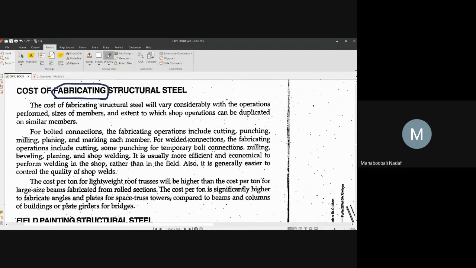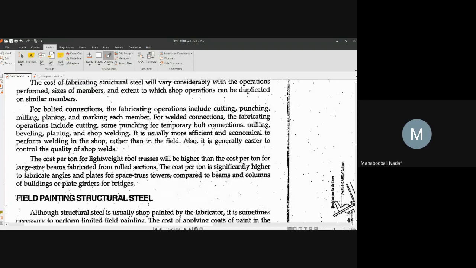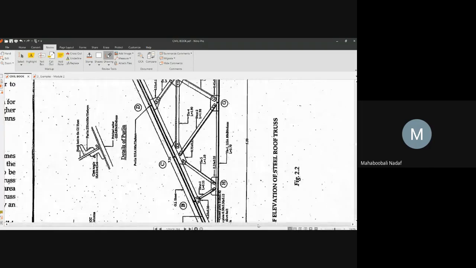Field painting, cost of fabrication, generally 2 coats of painting is applied. How to get the painting cross section? How to get the painting area? You need to take the perimeter and multiply it by the length, which will give the area. Any member will give the area.